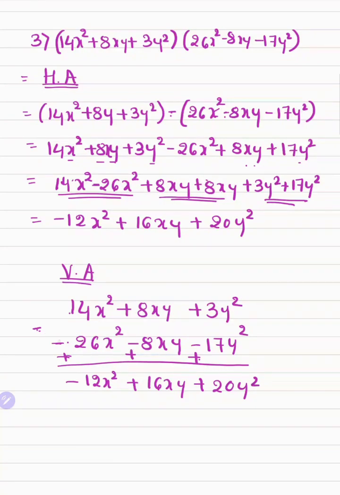Here also minus minus plus. So here minus minus, here plus, then here minus minus plus minus. So here minus, the bigger number is minus, so here take minus. So we solved this method also.